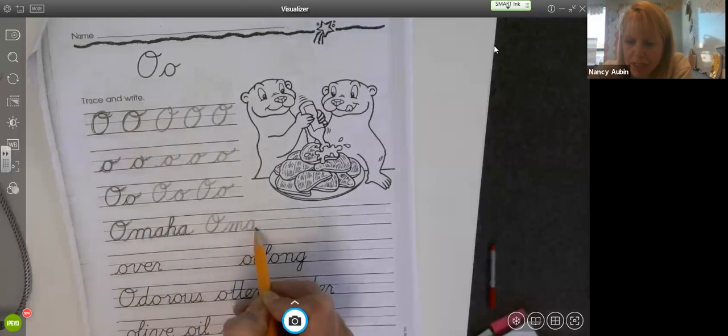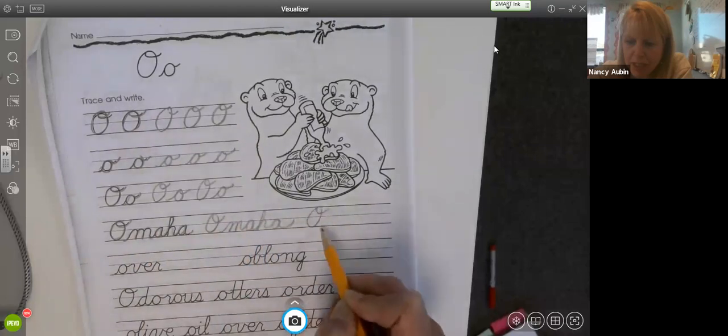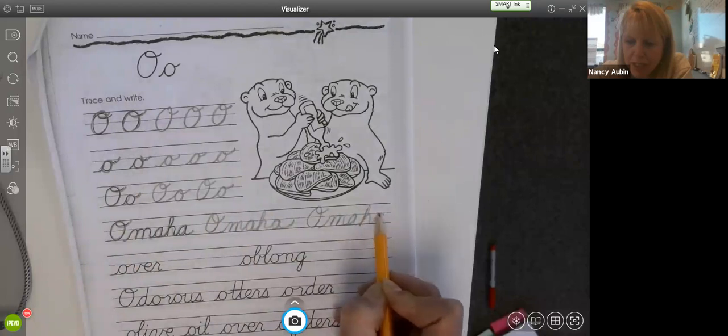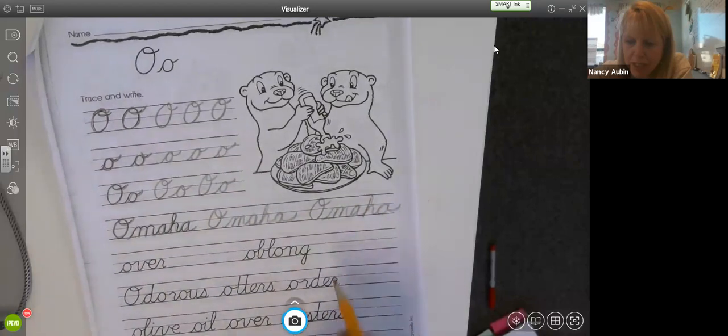You guys are getting really good at writing in cursive. Oh, I might be able to get 2 Omahas. Challenge yourself. You don't have to pick up the pencil once you start with the M.